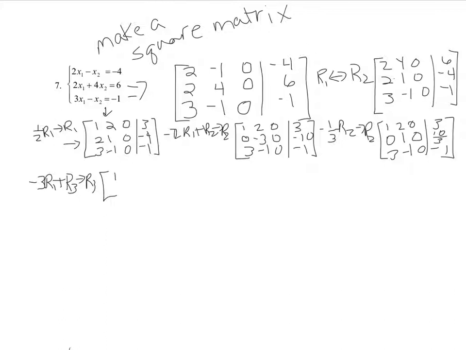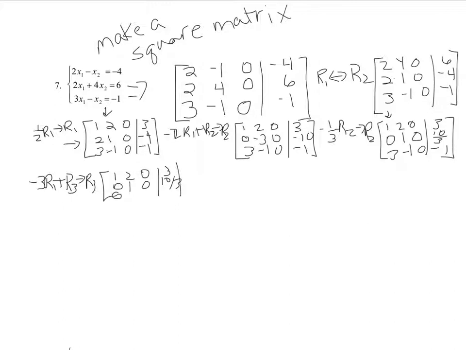All right, 1, 2, 0, 3 on the top row. 0, 1, 0, 10/3 on the second row. Now for my bottom row, if I multiply negative 3 times row 1, negative 3 times 1 is a negative 3, and negative 3 plus 3 is a 0, which is good. That's what I was hoping for. That's what I'm aiming for.